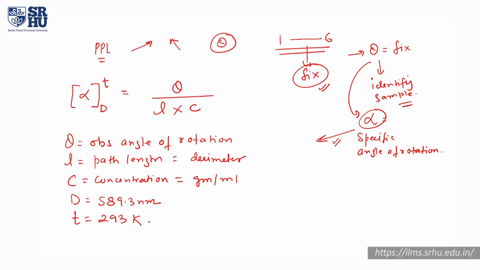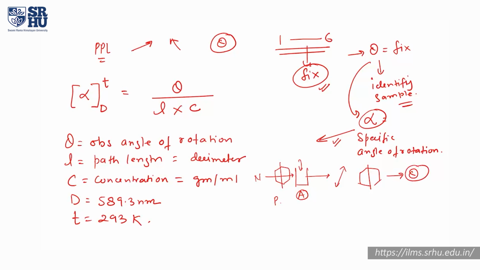Now, what will happen practically is, I will give you a sample and ask you to identify what this compound is. So you will put it in the polarimeter in front of the nicol prism. This is your polarizer. Normal light will get converted into PPL. PPL will pass through this sample. This sample will turn the plane polarized light, say, towards right. Then you will check the angle of rotation theta with the help of the analyzer and you will get theta.